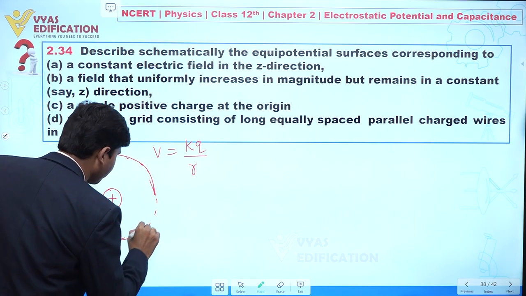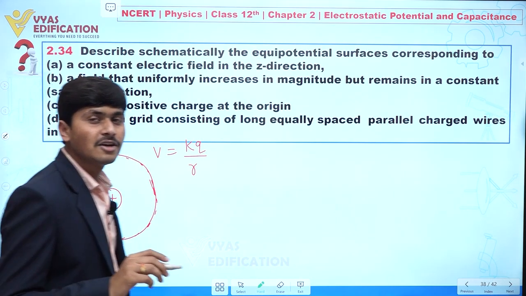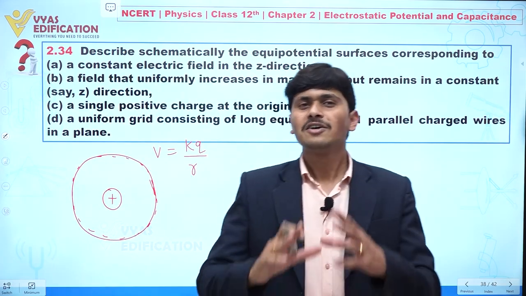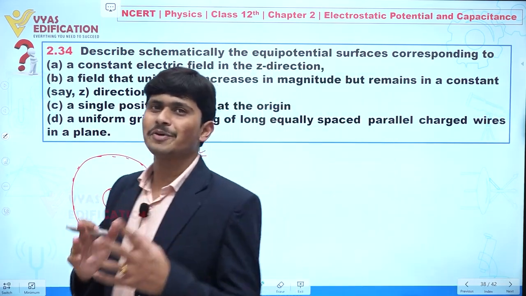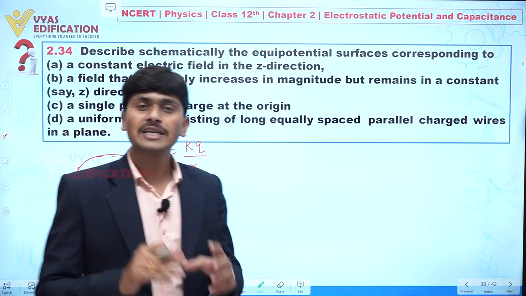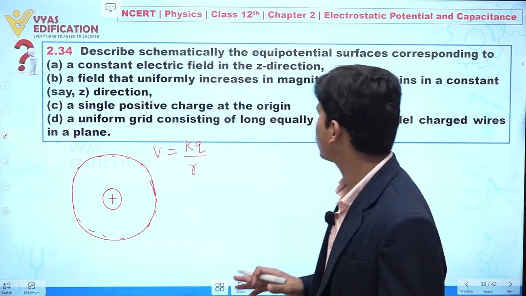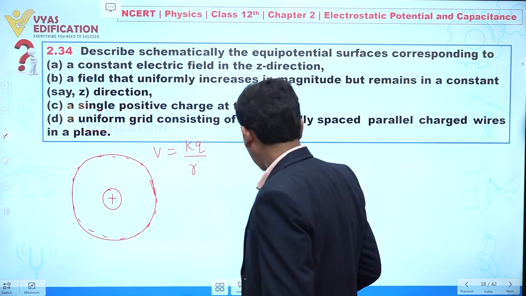We can draw a sphere like this. Clear? So for a positive charge, what is the shape of the equipotential surface? It will be a spherical surface. Clear to you?